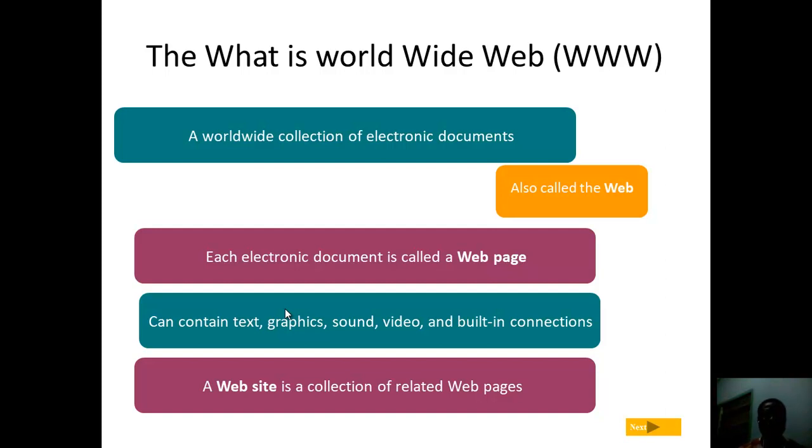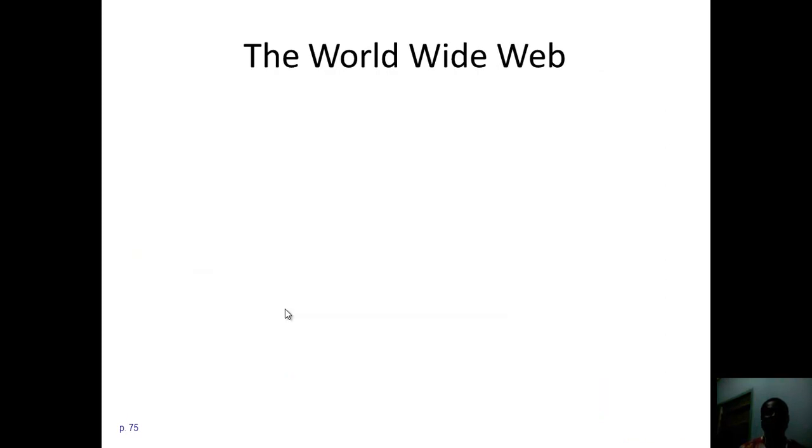So it can contain text, graphics, sound, video, and built-in connections called links. A website is a collection of what? Related web pages. So when you go to the Valley View website, all the pages there are related to Valley View. That's why we call it the Valley View website. You go to Facebook, everything you find there is made up of Facebook documents.